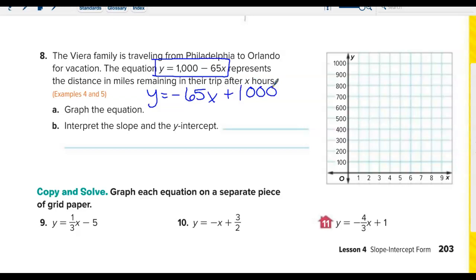So now I need to graph my equation. What's my y-intercept? Your y-intercept is 1,000. So I graph that first. In a y-intercept, your x is always 0. Okay, so I graphed that. What's my slope? Your slope is -65.